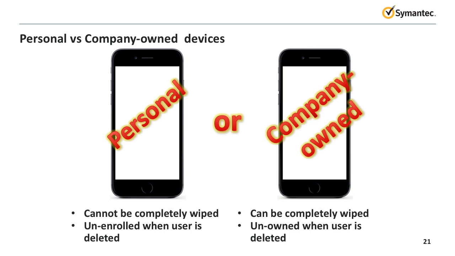Note that once a device is enrolled, you cannot change the ownership of a device from personal to company-owned or vice versa. When a user account is deleted, the personal devices associated with that account are unenrolled, and the company-owned devices are moved to an unowned state. Unowned company devices maintain management capabilities.